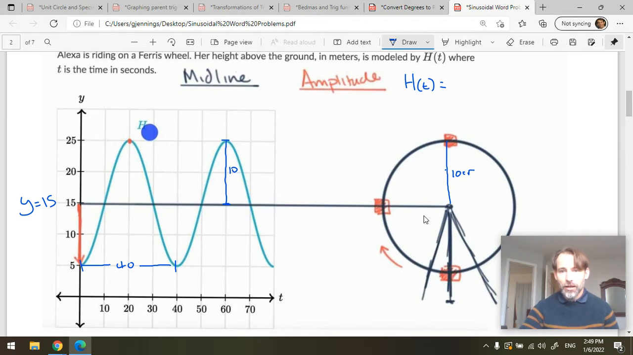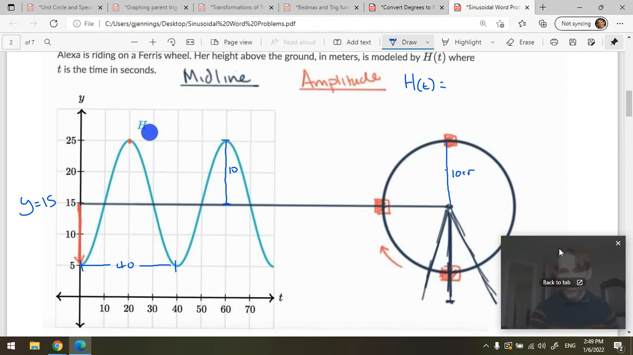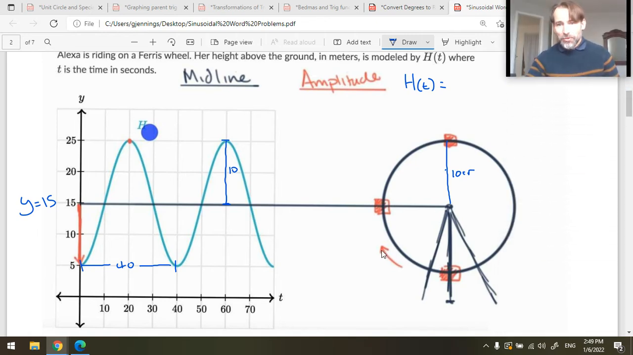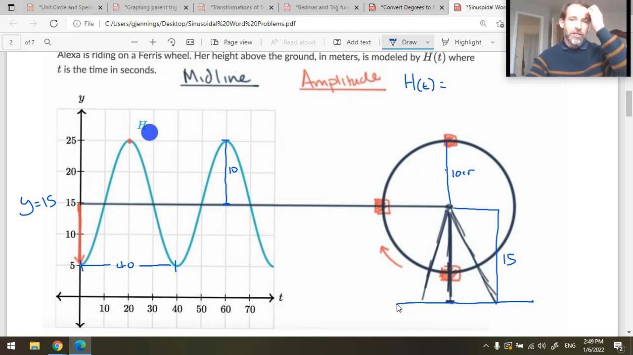And where do I draw it? I draw it by moving my face. Why am I so in the way all the time? Here's the ground. And the height of the axle is 15. Okay. And the last thing is the phase shift.